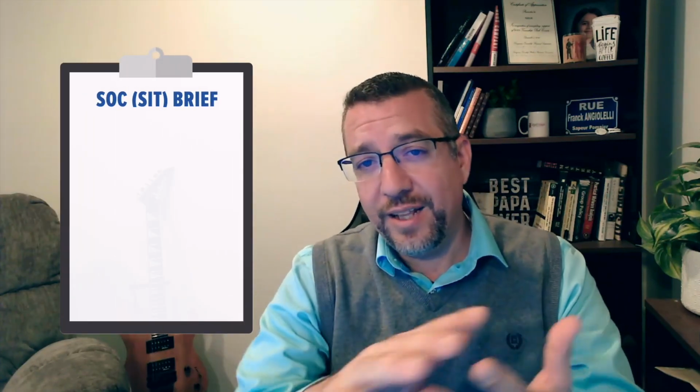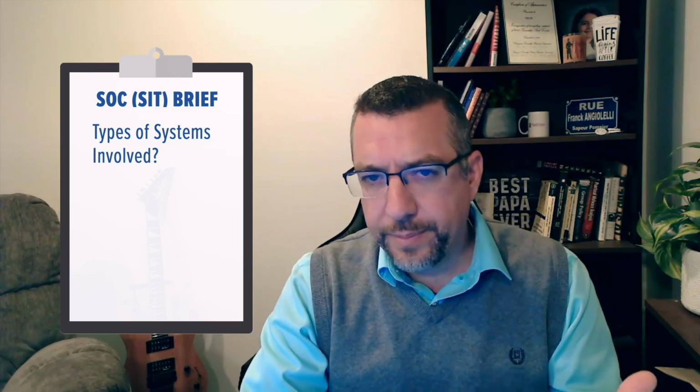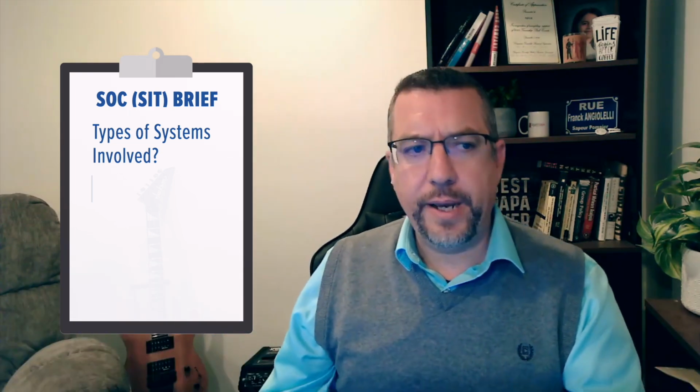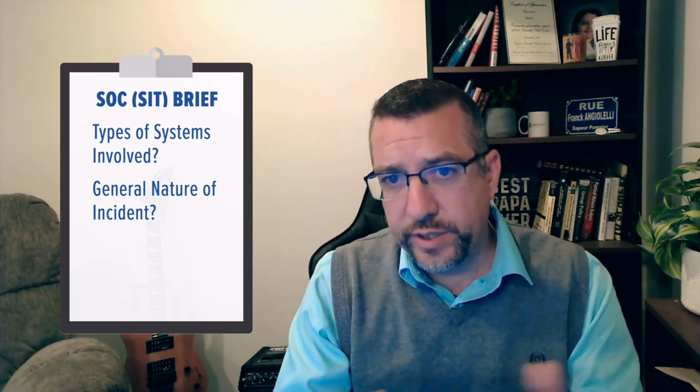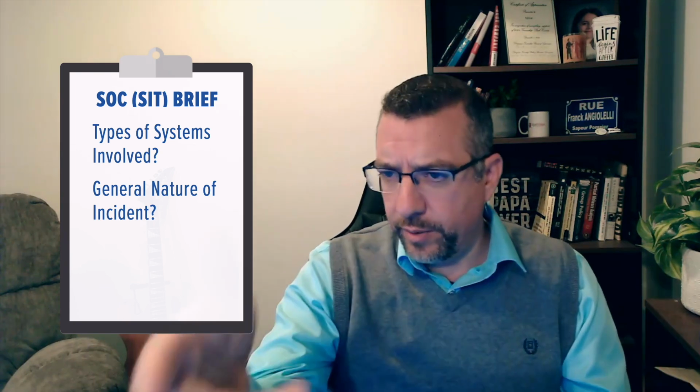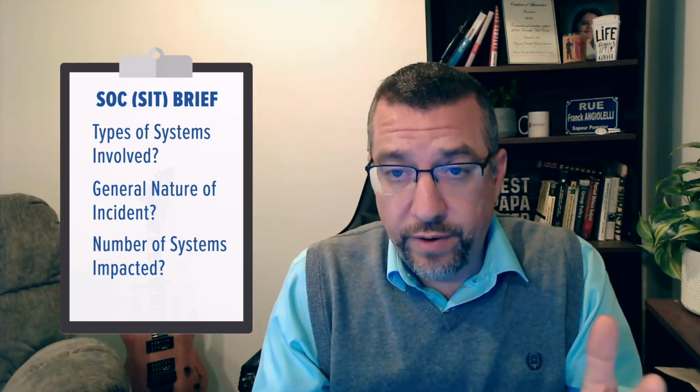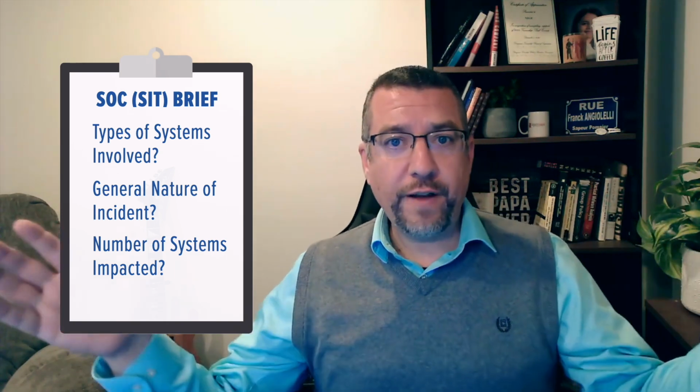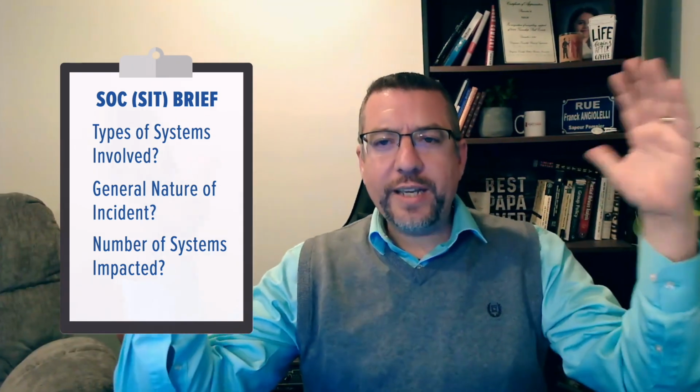As somebody comes in and gives a brief, you want to give them a high-level overview. What types of systems are involved? Are they endpoints? Are they servers? Is it cloud-based? What's the general nature of it? Well, there was an exploit. There was a vulnerability, a piece of malware. How many systems are involved? Is it 1, 5, or 500? I always tell people you want to give them the bookends. When they walk into the room, are we talking about one system or 700,000? That person doesn't know. We want to help orientate them.